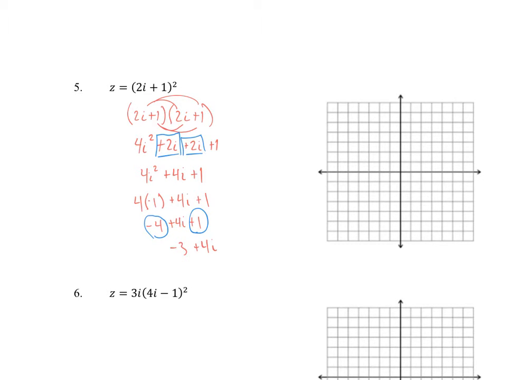All right, now we have to make sure that we plot this on our number line. We know that this is our reals, and this is our imaginary. So negative 3 is going to be 1, 2, 3 at negative 3 on the real number line, and 4i is going to be up 1i, 2i, 3i, 4i. That's going to go to the point that's right here. But remember, it's not the point that we care about, it's the vector that we care about. There is your graph of z. All right, so that's number 5.